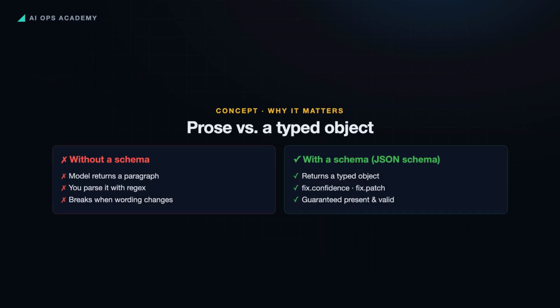Why does this matter so much? Compare the two worlds. Without a schema, the model returns a paragraph of prose, and you are left writing brittle regular expressions to pull out the pieces, which break the moment the wording changes. With a schema, you get back a real, typed object: fix.confidence, fix.patch. Under the hood, this uses JSON schema to constrain the output, so the fields are guaranteed to be there, and guaranteed to be valid. That is what lets you build real logic on top.